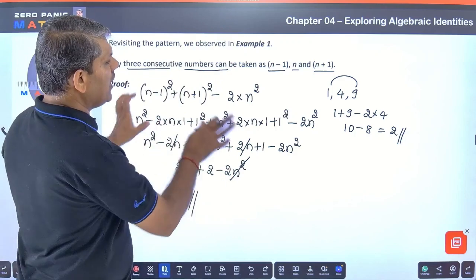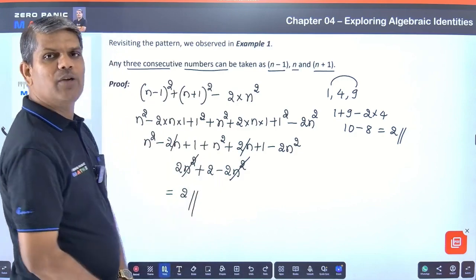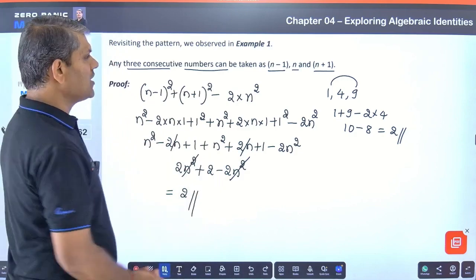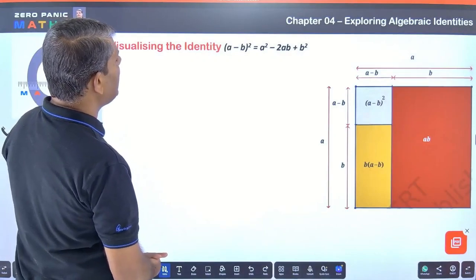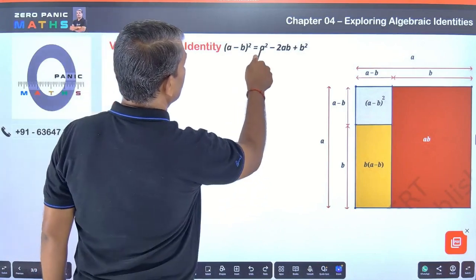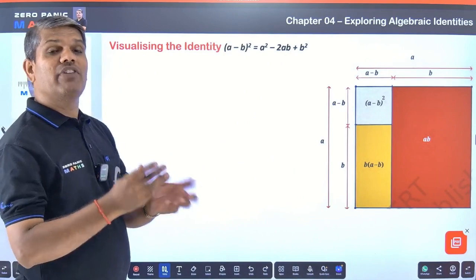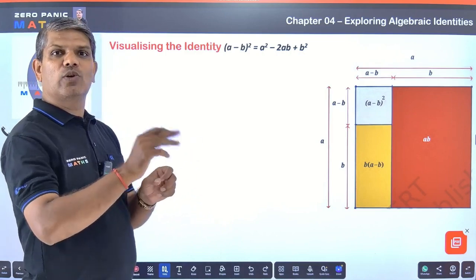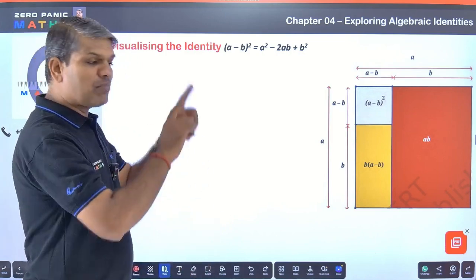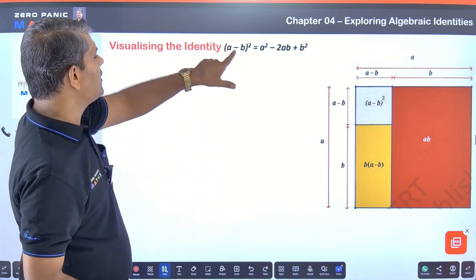So this is from the examination point of view, this is one of the important proofs that you might be asked in the exam. Okay. Let us see. Visualizing the identity (a minus b) whole square is equal to a square minus 2ab plus b square. Okay, now as we have proved (a plus b) whole square is equal to a square plus 2ab plus b square by using the geometrical shapes, let us visualize this identity (a minus b) whole square also.